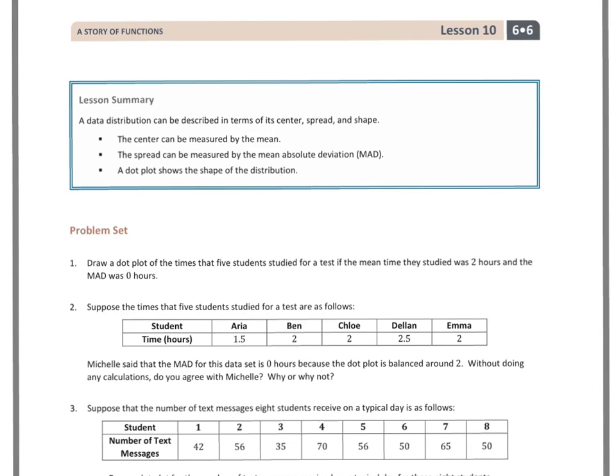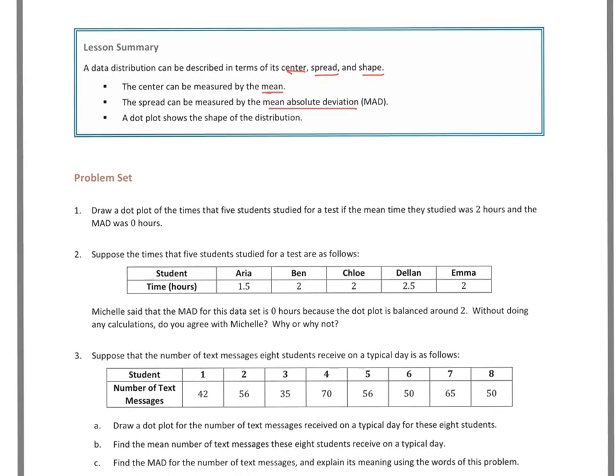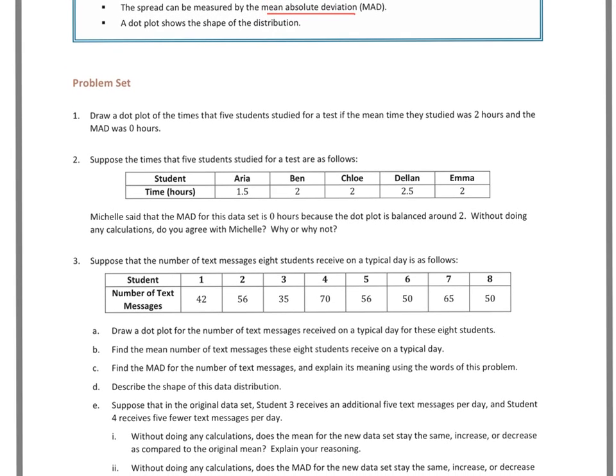For the lesson summary, we see that the data distribution can be described in terms of its center, spread, or shape. The center can be measured by the mean, the spread can be measured by the mean absolute deviation, and the dot plot shows the shape of the distribution. So those are all things that we're going to have involved in here.